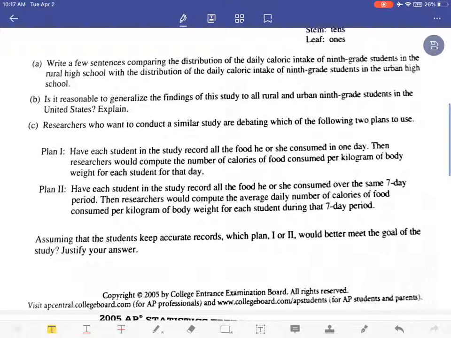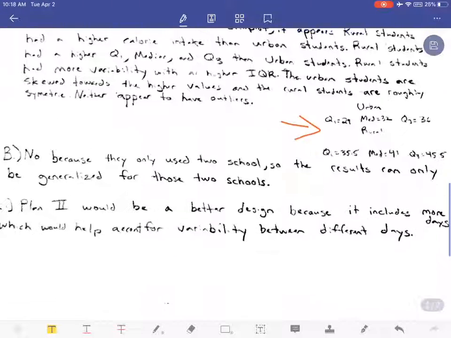But if we take it over a 7-day period, then even if the outlier day where they get free pizza is included in our 7-day period, it's kind of counteracted by the other 6 normal days that we included in our study. So it accounts for that natural variability. In general, anytime you include more data points, in this case more days, it's going to make your results a lot more accurate because it accounts for that variability and helps eliminate the effect of potential outliers.